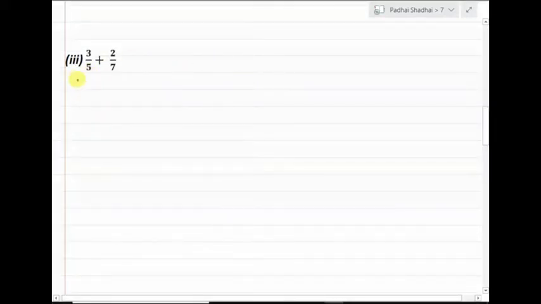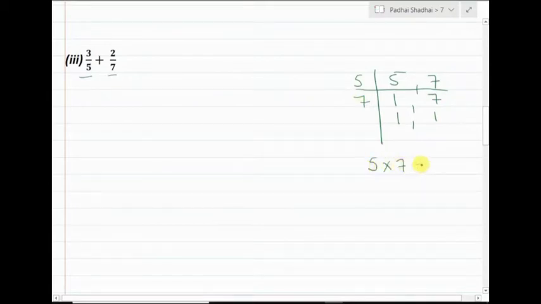Let us see third. Here both the fractions are given, so we don't need to put 1. 3 by 5 plus 2 by 7. We have to take the LCM of 5 and 7. First we will have to divide it by 5 because it's a prime number. 5 here 1 and 7 as it is. Now 7, 1 and 1. We have got both the ones. So LCM is 5 into 7, that is 35.